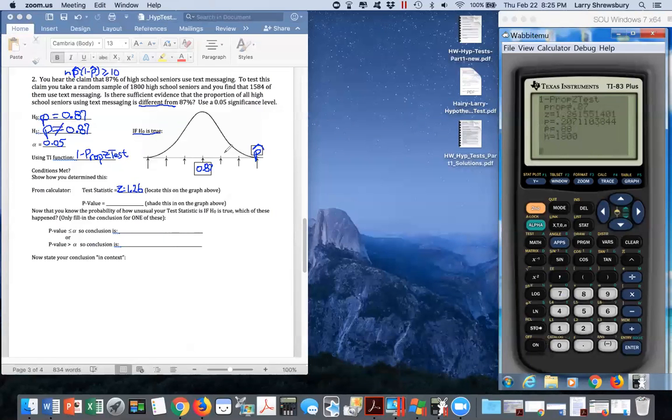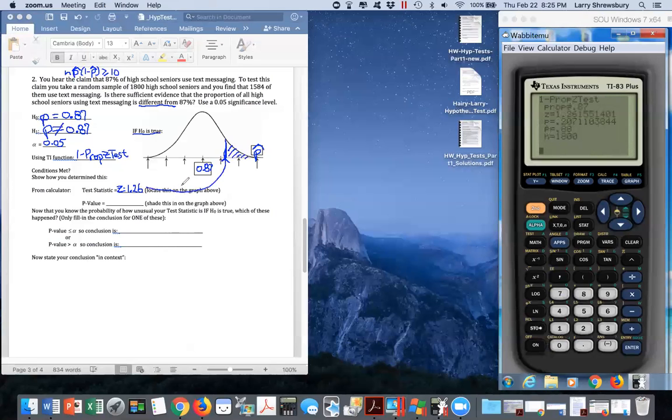It's about 1 1/4 standard errors above. So it's right about there. So let's locate it there. So it landed right there. Now, how unusual is that? We'll draw a line there and then shade away from the center, just like we did before.